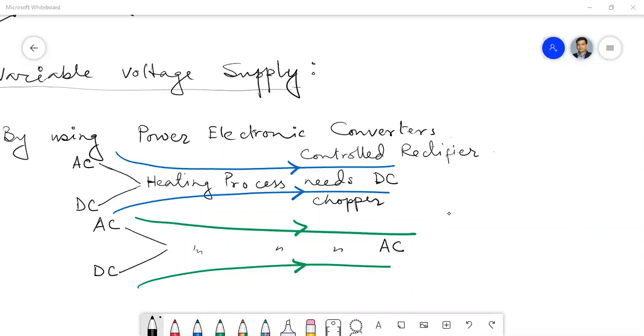Sir, AC to AC converters. No, I have AC, but I need variable AC. You are not getting my question. I have AC already. I need variable AC.